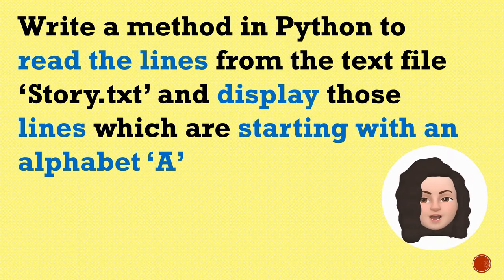Write a method in Python to read the lines from the text file story.txt and display those lines which are starting with the alphabet A. So the name of the text file is given. You have to read the lines from the text file and display only the lines which are starting with the alphabet A. So open Python.